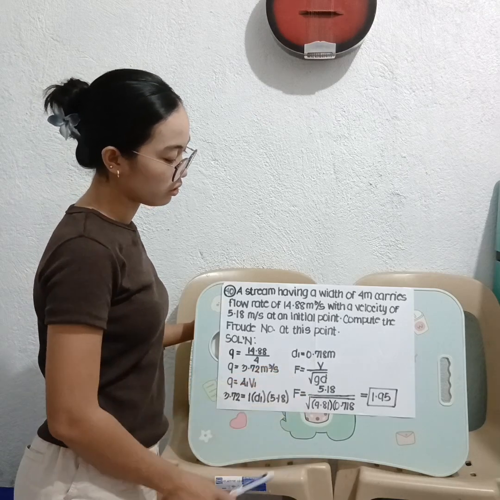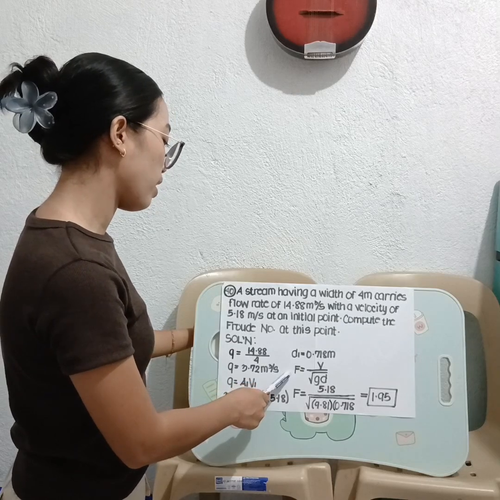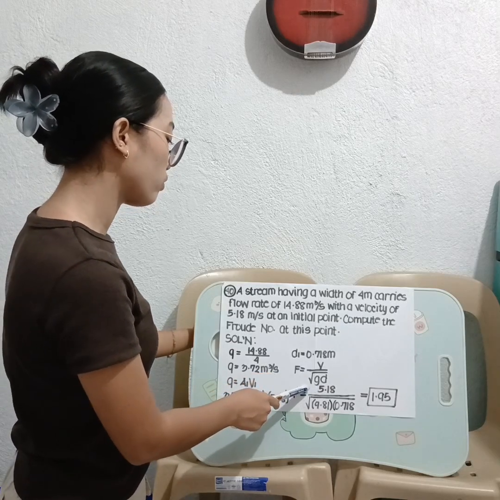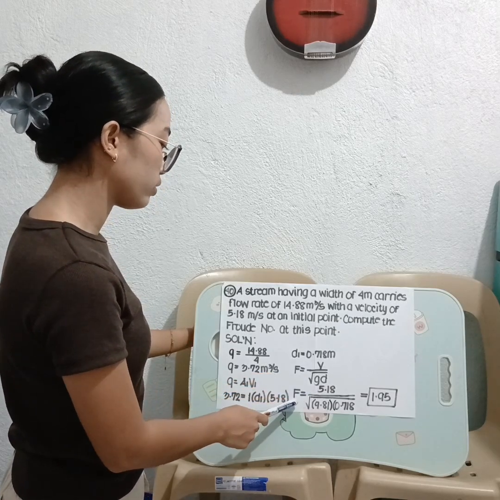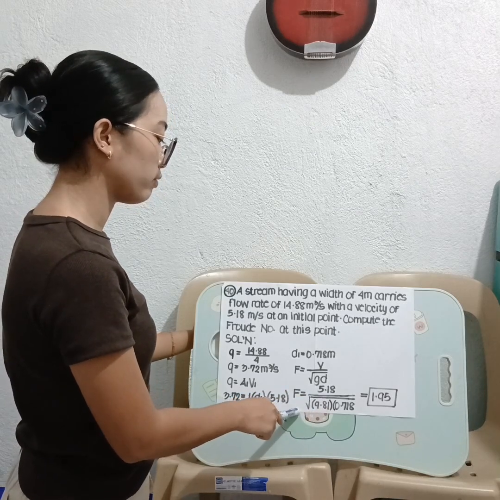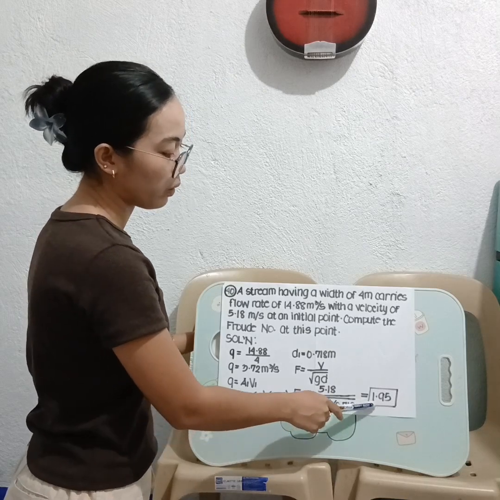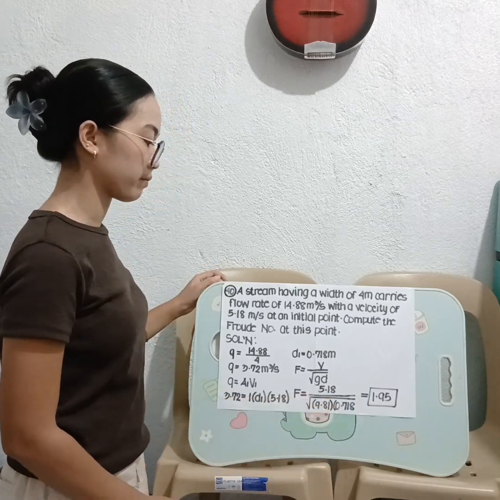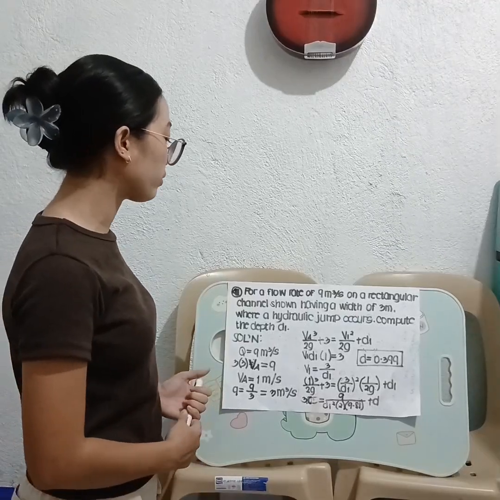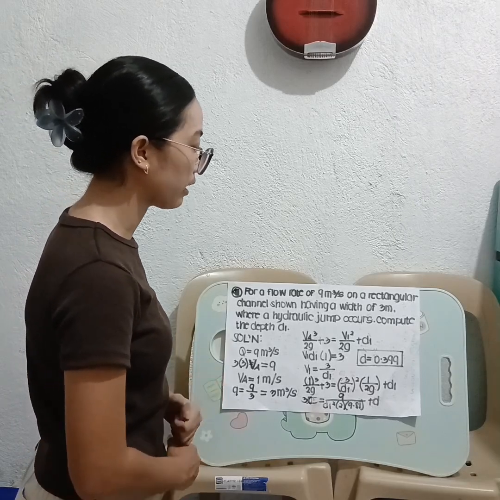0.718 meters. So to get the Froude number, we have F equal to V over square root of gD. So our F is equal to 5.8 over square root of 9.81 times 0.718. We get 1.95.